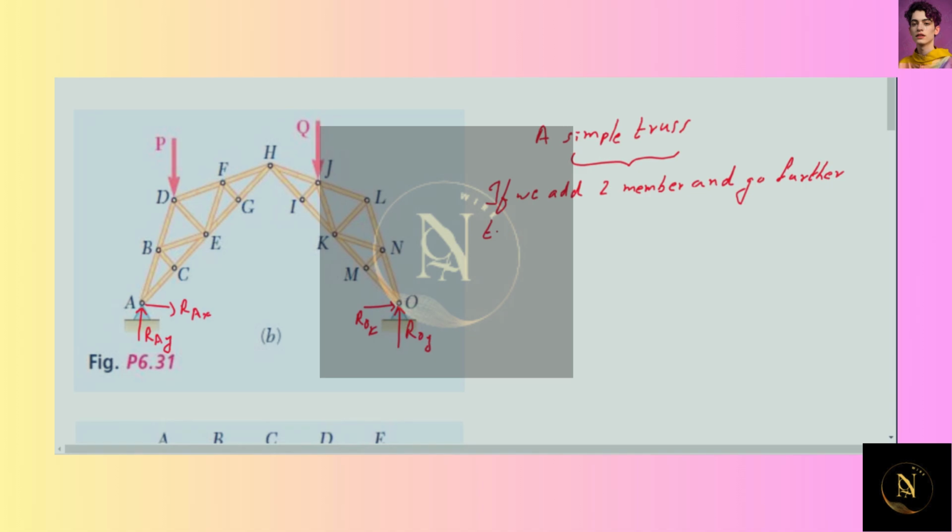we can construct the truss. So because of this reason, if we take two members, like BA and AC, and add them and go further to the next triangle, like that we can construct the whole truss. That's why this is a simple truss.